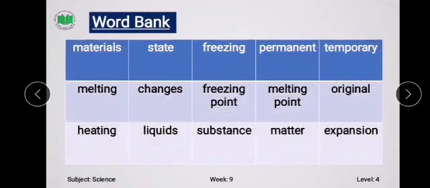Students, here you can see there is a collection of few words that we are going to use further in this chapter. The words are materials, state, freezing, permanent, temporary, melting, changes, freezing point, melting point, original, heating, liquids, substance, matter, and expansion.